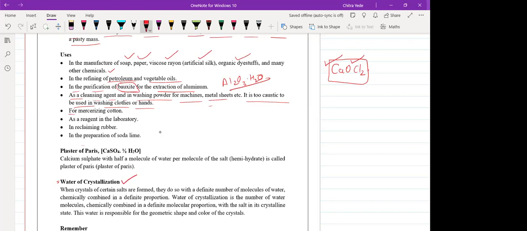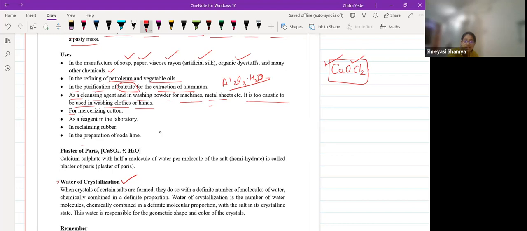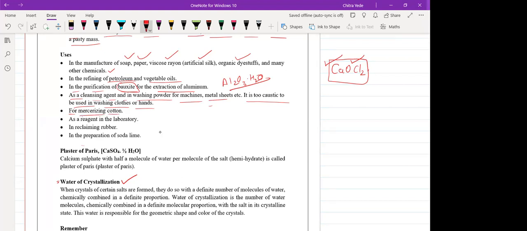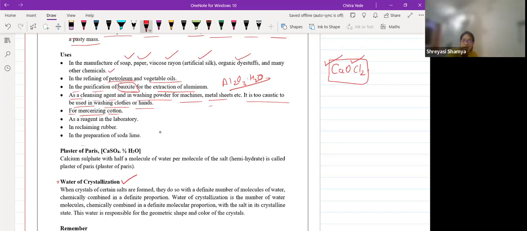Okay, next, what is written here? Mercerizing cotton. See, generally cotton, which is not in thread form, is very delicate and breaks easily. So in order to provide strength, we are treating that cotton with the help of sodium hydroxide.